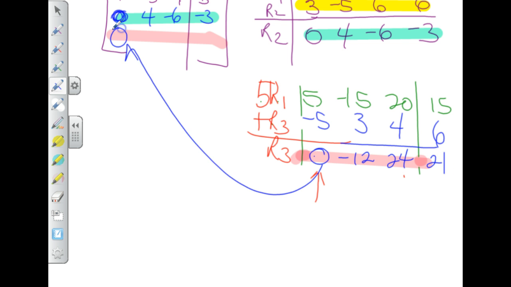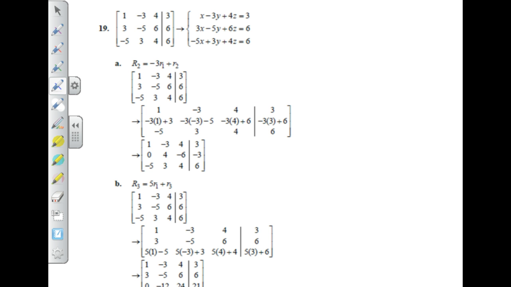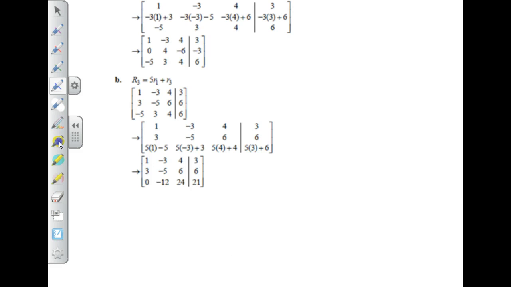And notice that they gave you another 0 there, which again, you don't know why they're doing that, but we're getting closer and closer to this idea. So let's see, negative 12, 24, 21. And this is what the author has, it looks like too. Negative 12, yep. Negative 12, 24, 21.